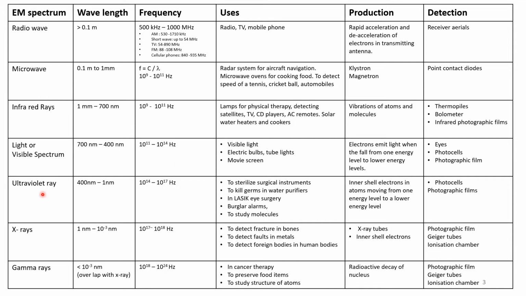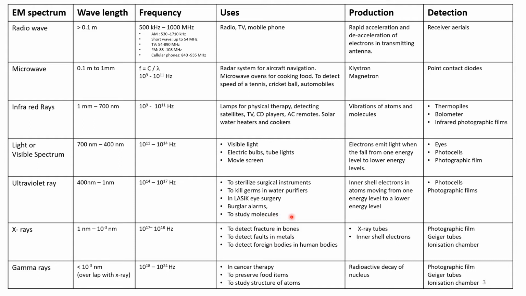Then ultraviolet rays. The wavelength of ultraviolet rays is 400 nanometer to 1 nanometer and its frequency range is 10 to the power of 14 to 10 to the power of 17 hertz. Ultraviolet rays are used to sterilize surgical instruments, kill germs in water purifiers, that is, the water purifiers which we are using at home, in LASIK eye surgery, burglar alarms and to study molecules.